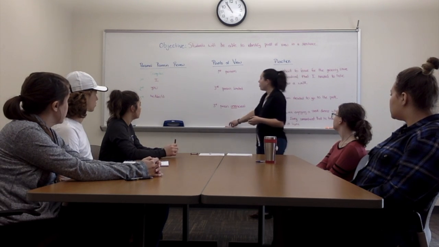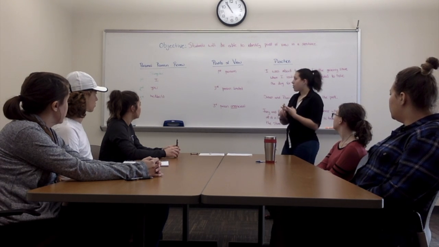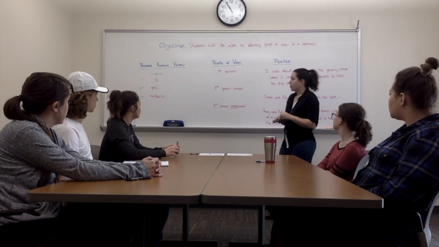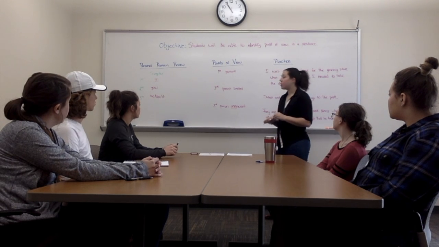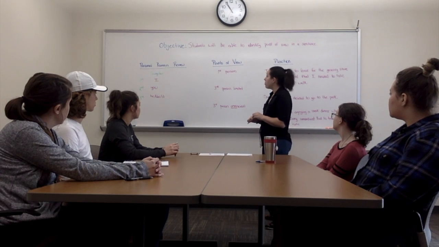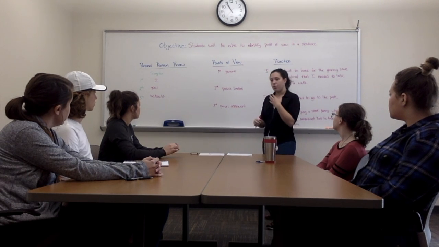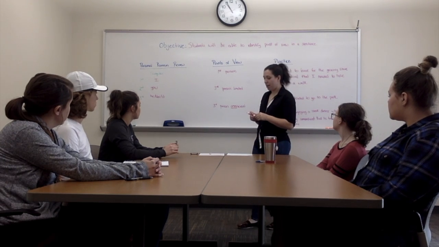So let's take a look at our points of view. There are three different points of view. We have first person, third person limited, and third person omniscient. So let's talk about that first one, first person. Now our first person pronoun is I, so that's going to be our major clue in talking about first person point of view. So when we use first person point of view, the sentence will use the pronoun I, and the narrator will be the person speaking, the person who the action is happening to.